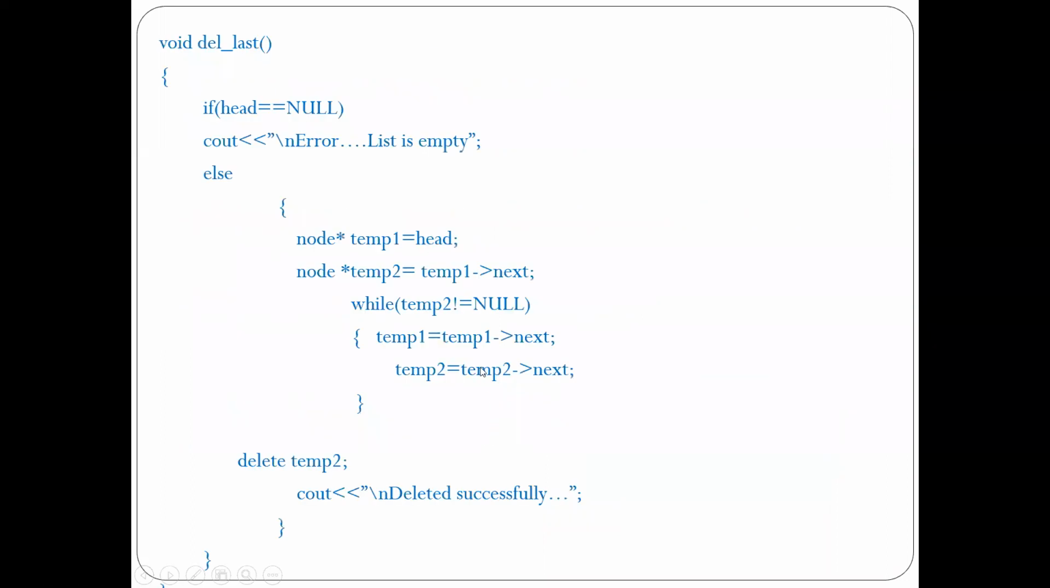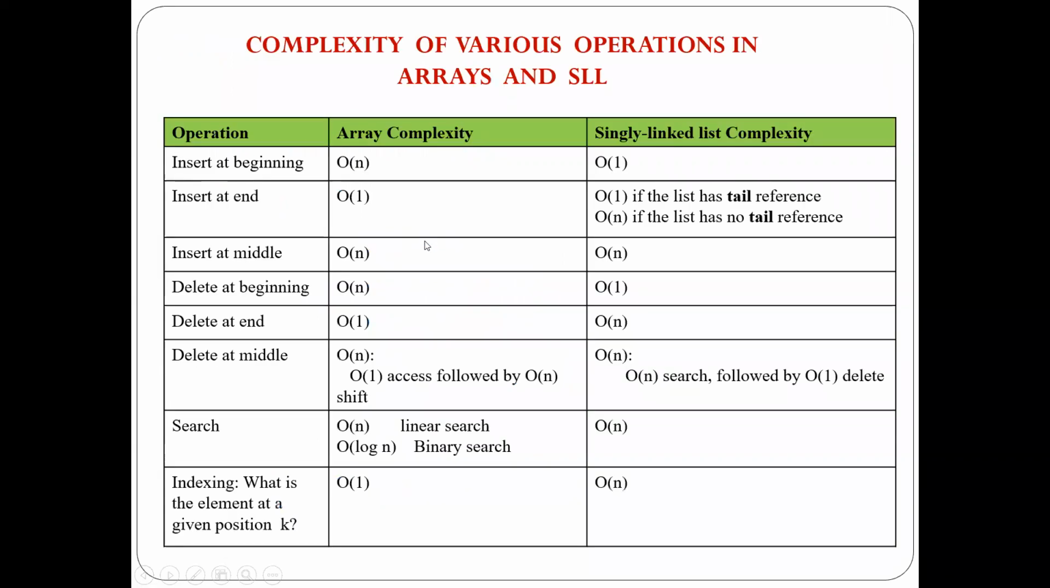So for this, what we have to do here is traverse the list first till the second last node and the last node here. And then just set the second last node's next address field to null, and then delete the node which you want to delete here. So this is the code related to the deletion at the last position here.